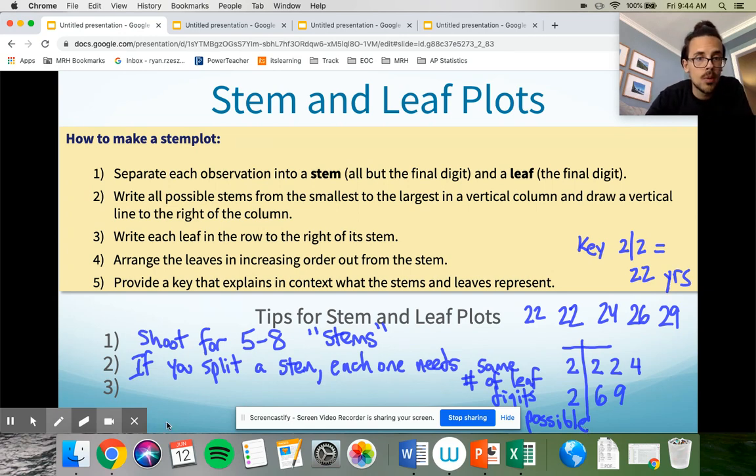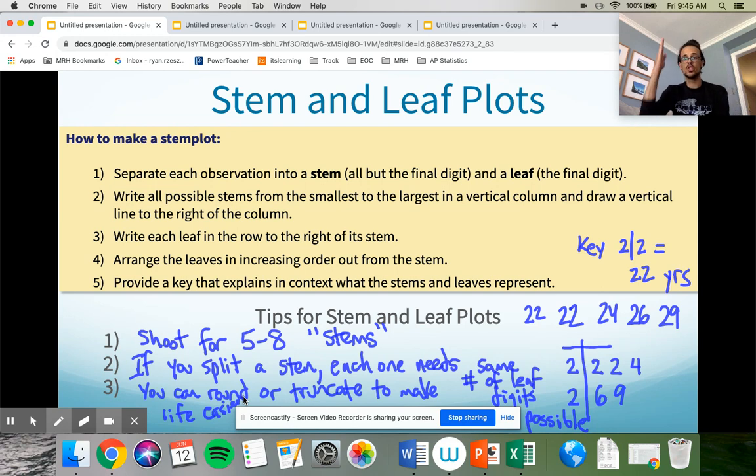The last thing I want to write down on this slide in terms of tips is that to make things easier, you are allowed to round or truncate to make life easier. You guys should know what round means. Truncate means instead of rounding, you just chop the decimal. You just drop it altogether. So if I have a 22.4, it's a 22. If I have a 22.9, it's still a 22.